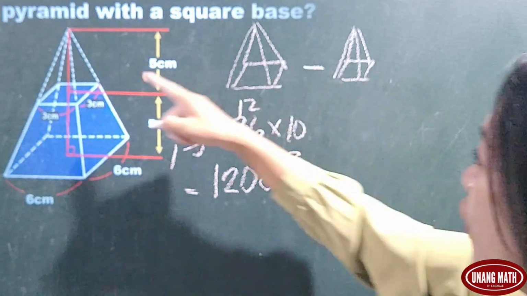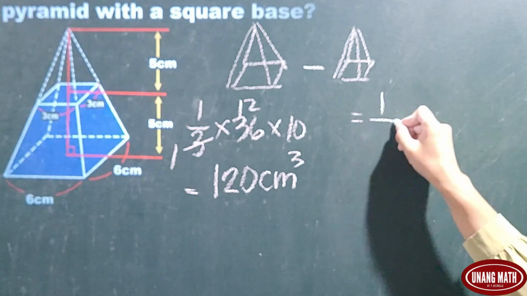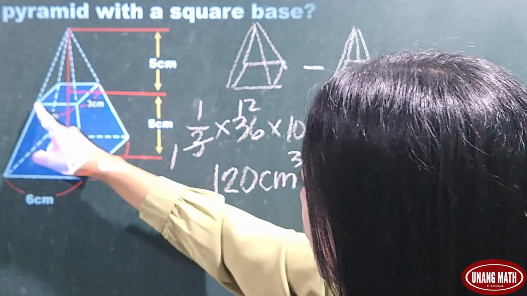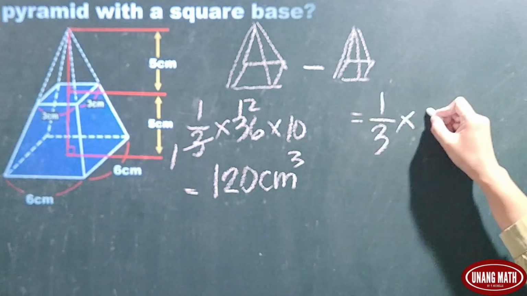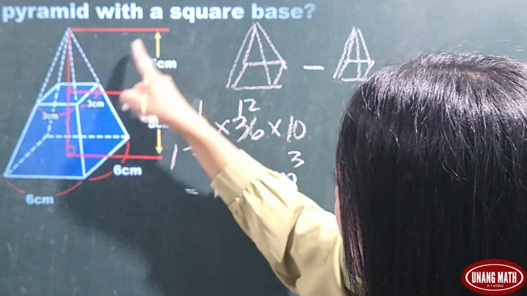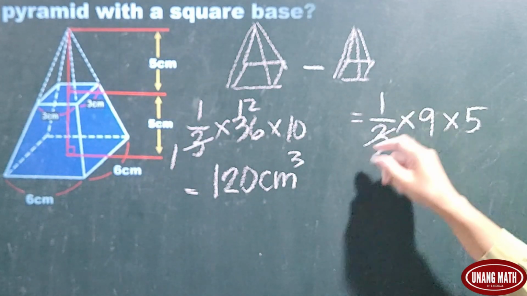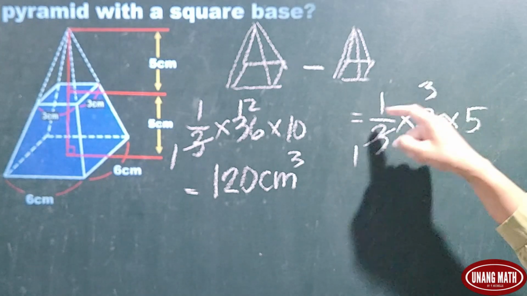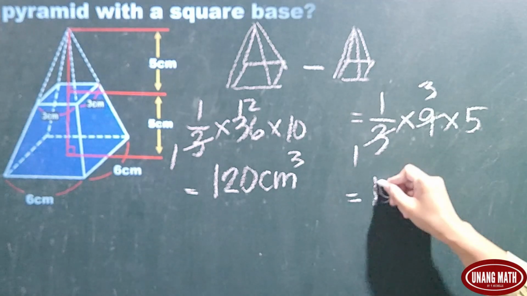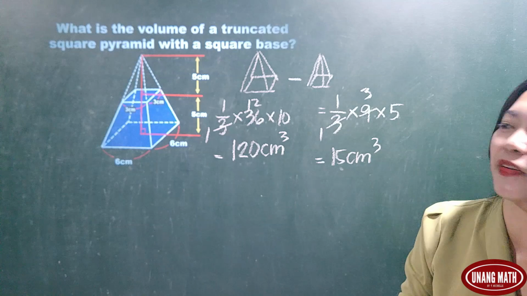What about for this smaller pyramid? This is 1/3 times the area of the base, so 3 centimeters times 3, that's equal to 9, times the height, which would be 5 centimeters. So this is times 5. Simplify, this is 3. So 1 times 3 times 5, then this is equal to 15. So this is 15 cubic centimeters.